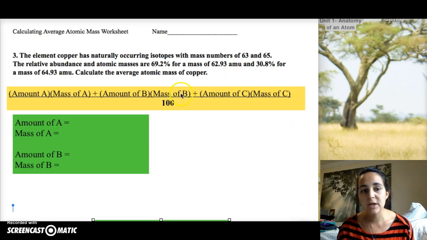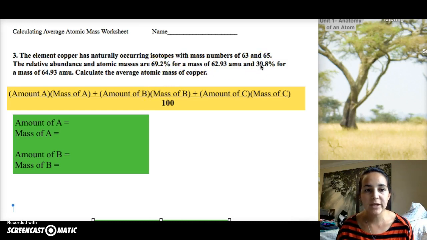So in this case, because we're trying to calculate average atomic mass, we're going to use this formula that's in the yellow box. The amount of A times the mass of A, plus the amount of B times the mass of B, plus the amount of C times the mass of C. Now we want to divide all of that by the total, which in this case is going to be 100% because our problem is dealing with these percentages.